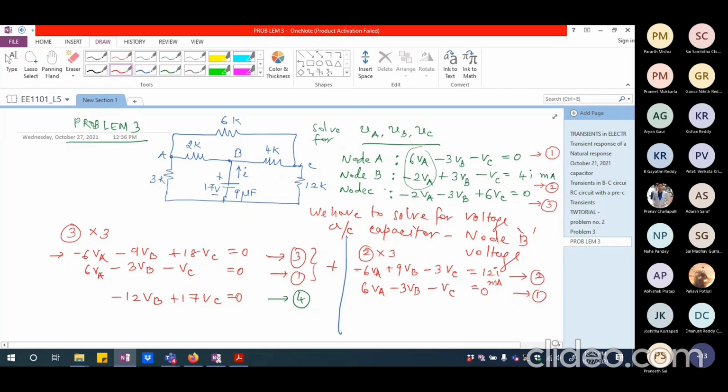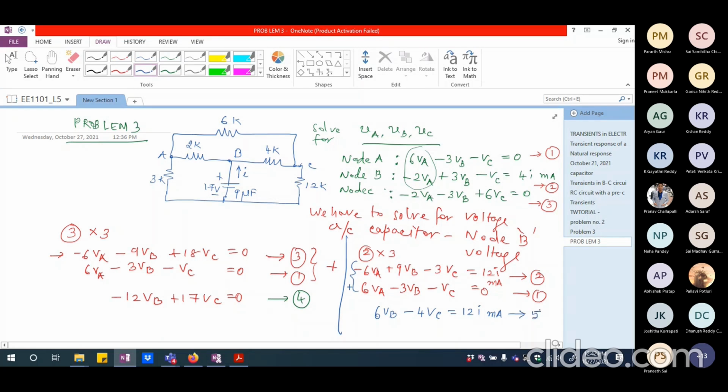So let me add these two. If I try to add these two equations, I'm going to get 0 here. And when I add this, this is 6 VB, right? And I'm going to get 3 plus 1, so that is minus 4 VC, equal to 12 I milliampere. So let me call this equation number 5.